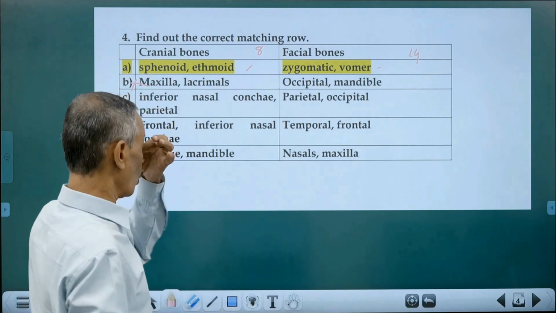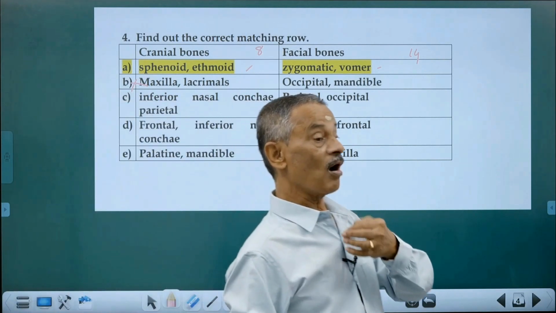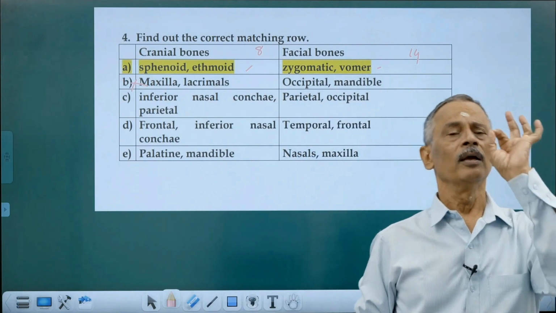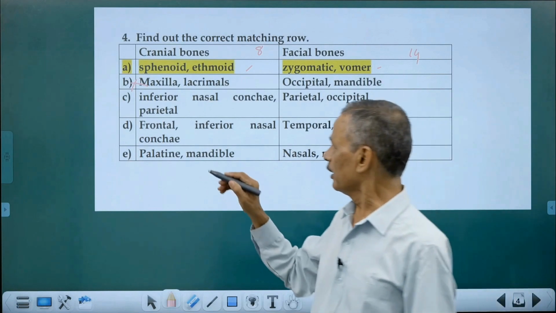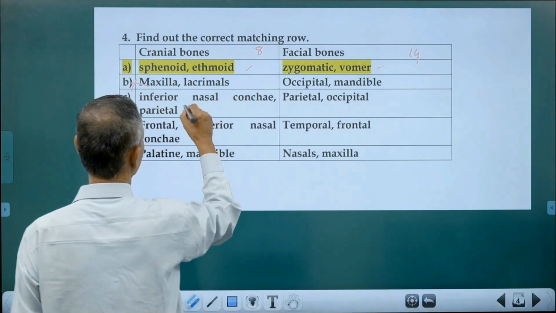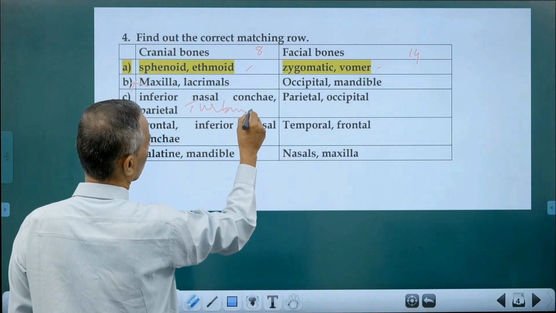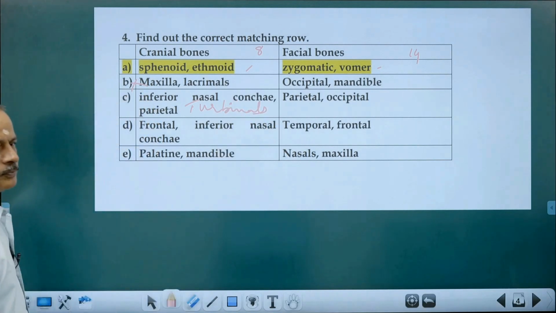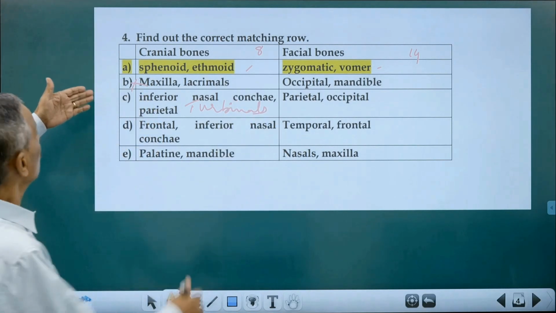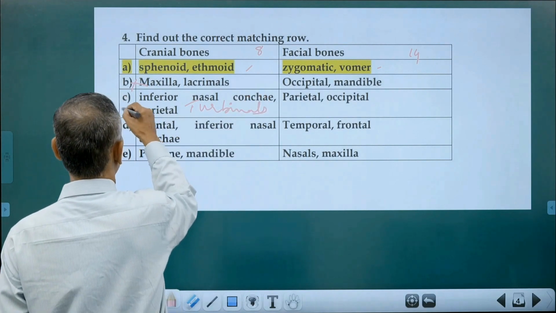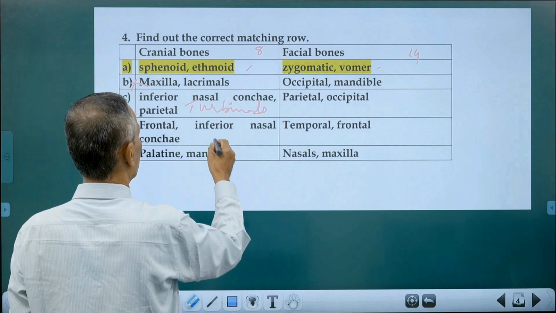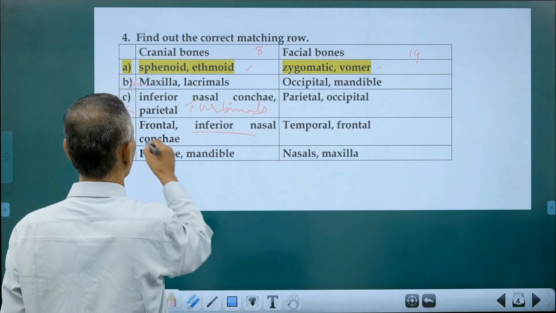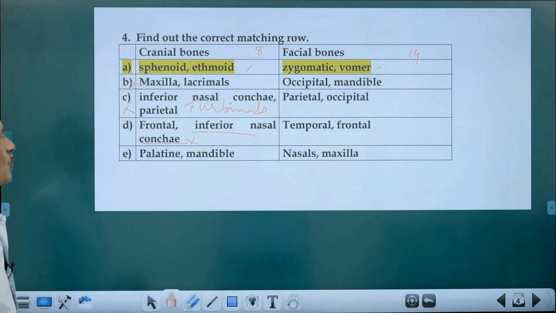Inferior nasal conchae, also called turbinal, are small bones present in the nasal passage. So, it is part of the facial, not cranial. Frontal, that's correct. Inferior nasal conchae, again that is incorrect. Conchae is not a part of the cranial bones.